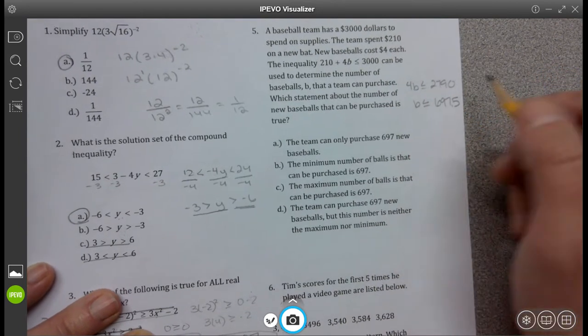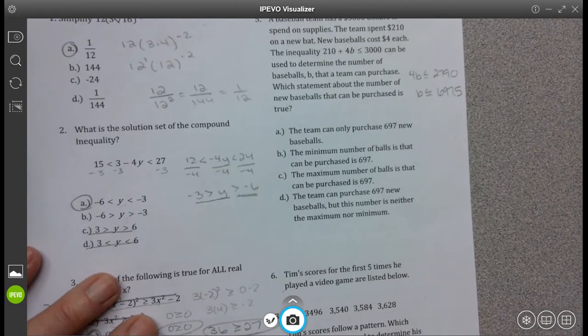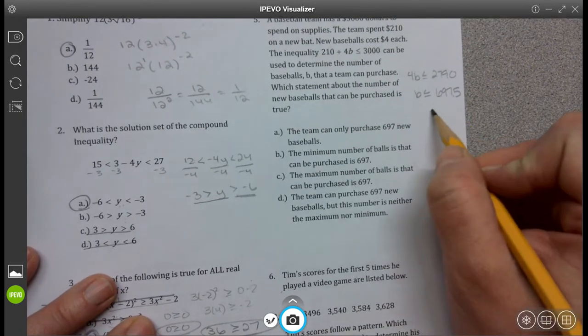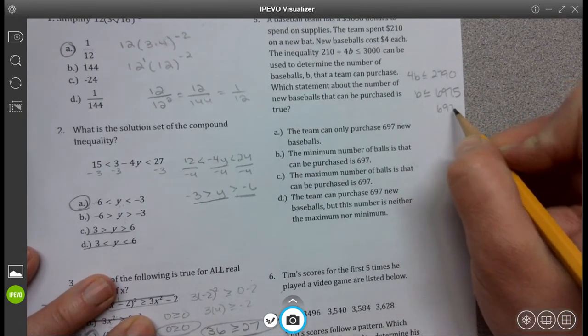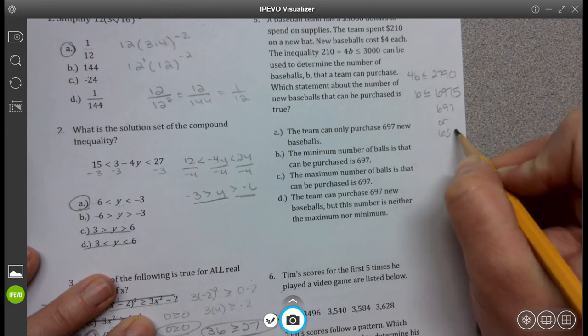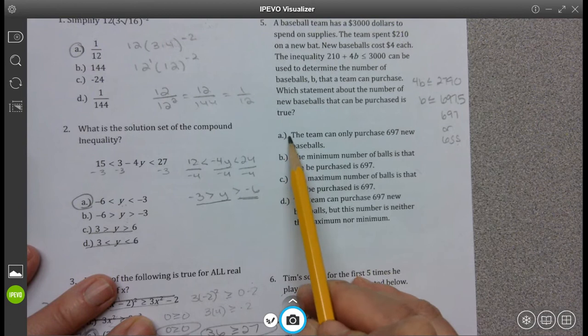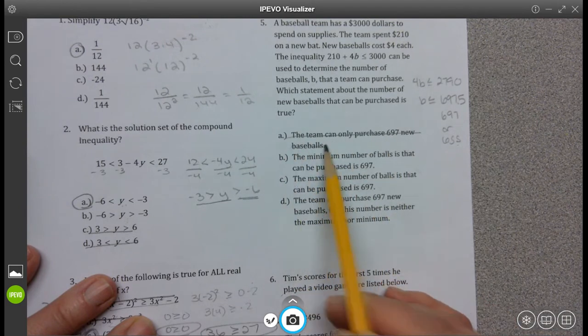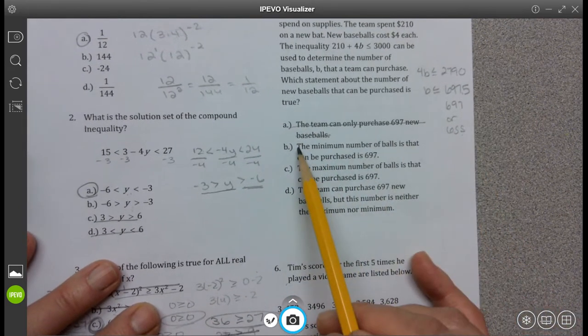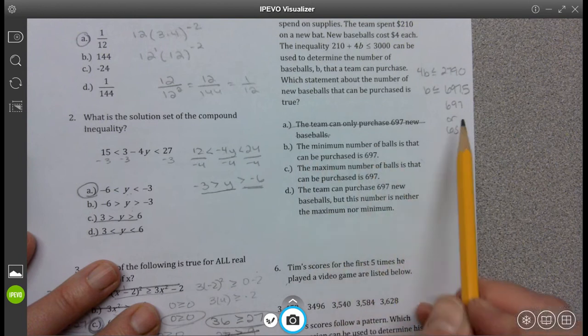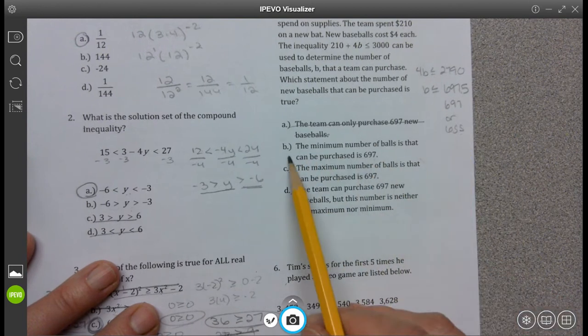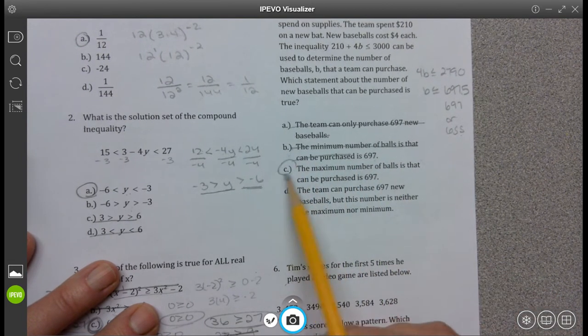697.5. Okay, well, I can't buy 0.5 of a baseball, so I have to round down, actually, because I can't spend more than I have. And that's the highest you can go. It says or less. So the team can only purchase 697 baseballs? No. The minimum number of baseballs is 697? No. That's the highest. So it would be the maximum.